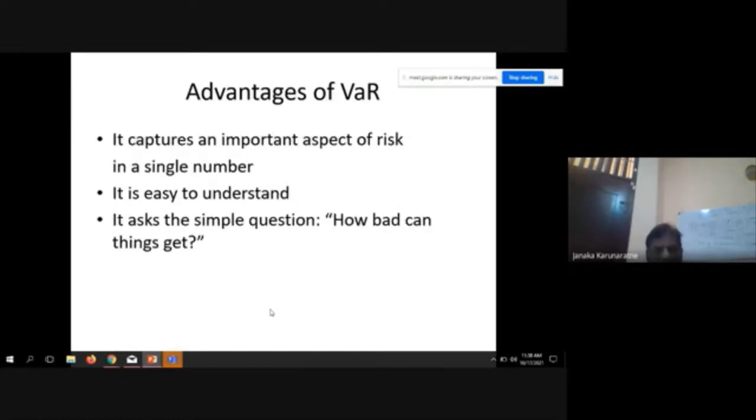So what are the advantages of VaR? It captures an important aspect of risk in a single number. So it's very easy. You just have to say the 99% confidence level and the number of days. Easy to understand. It asks the simple question, how bad can things get? So it talks about a worst case scenario.